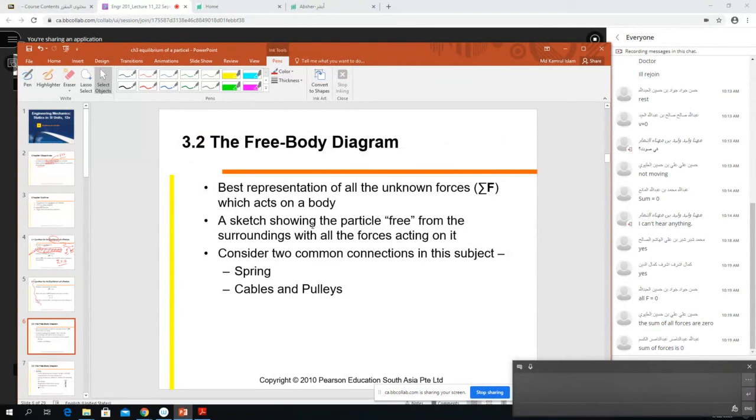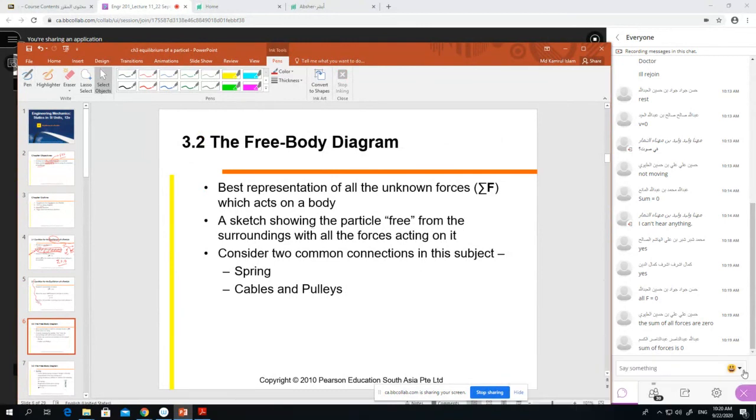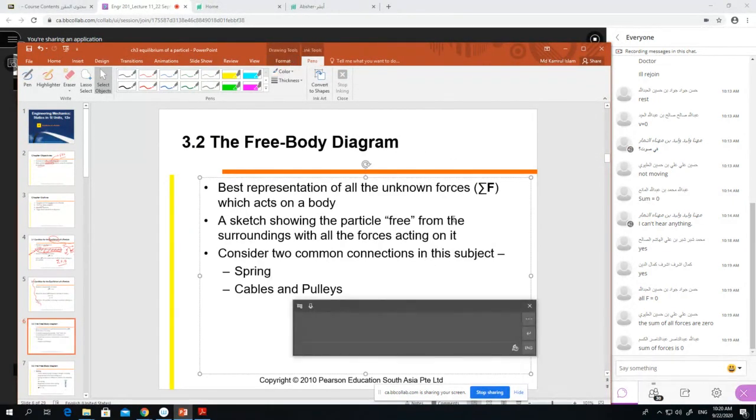Now, what is a free body diagram? Because today the time is finished, I will start discussing the free body diagram in the next class.